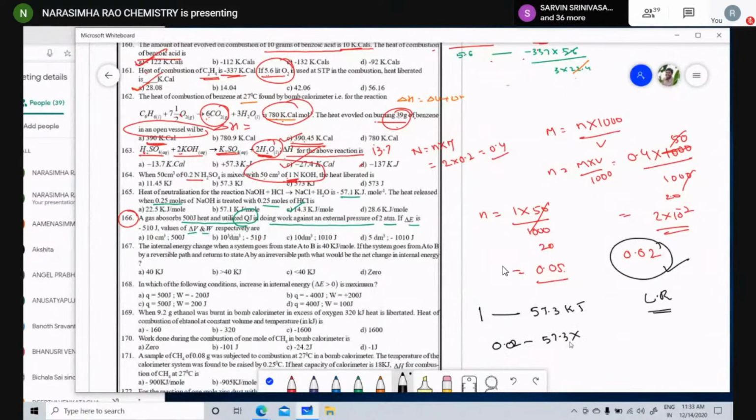Now 57.3 into 0.02. Children, what is your answer? Multiplied by 2 now? Multiplied by 2.